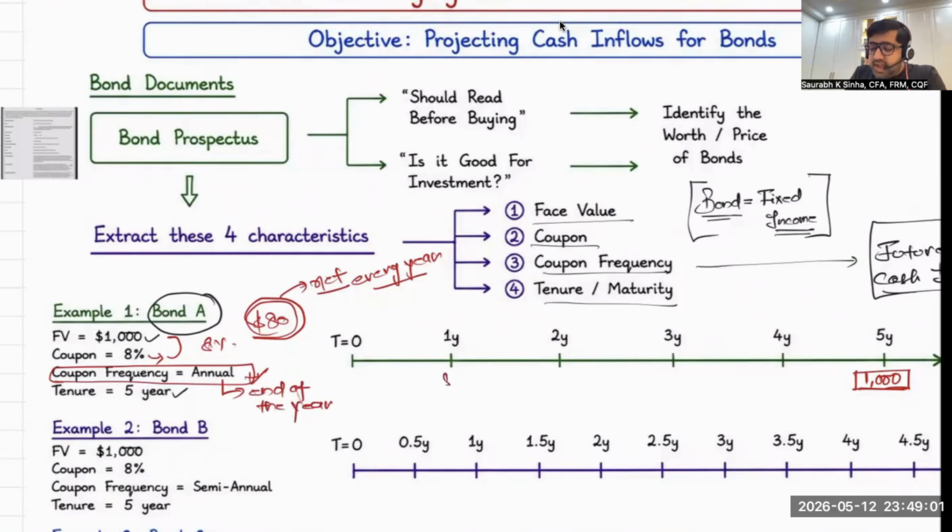So you're going to be receiving 80, 80, 80, 80, and 1,080. That is your fixed cash inflow from this financial instrument. You'll receive $80 at the end of the first year, then $80 at the end of the second year, then $80 at the end of the third year. You will receive $80 at the end of the fourth year, and you will receive 1,000 plus 80, 1,080 at the end of the fifth year.